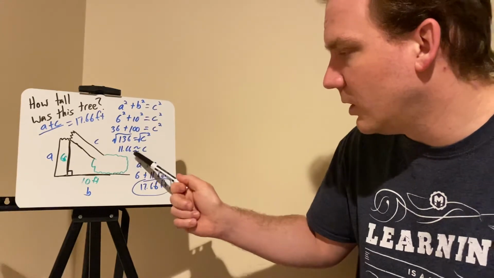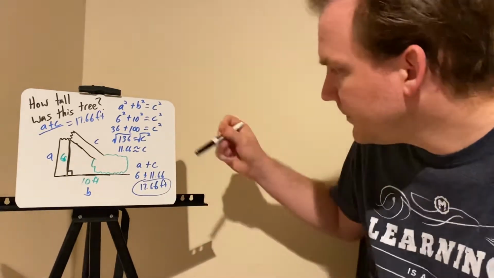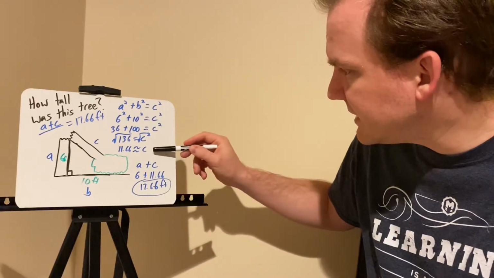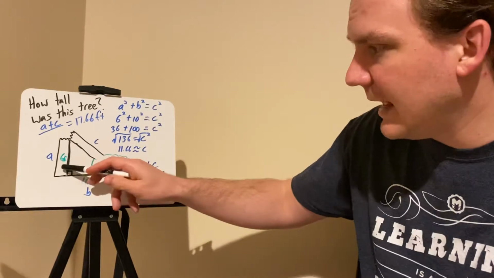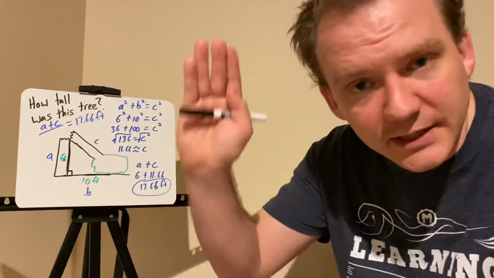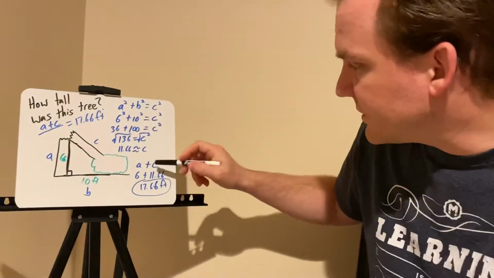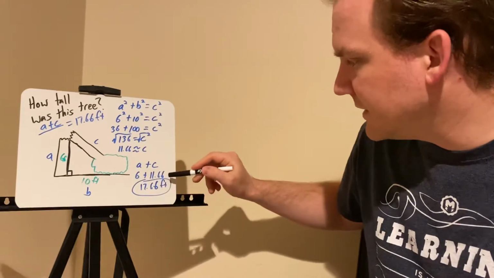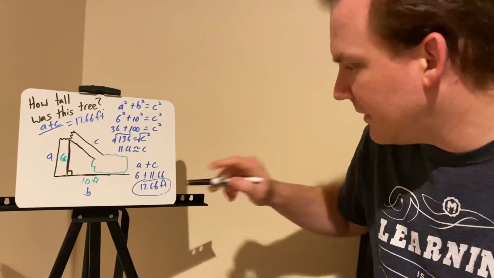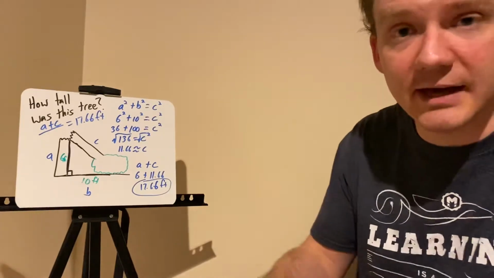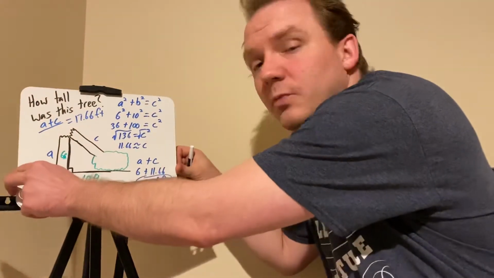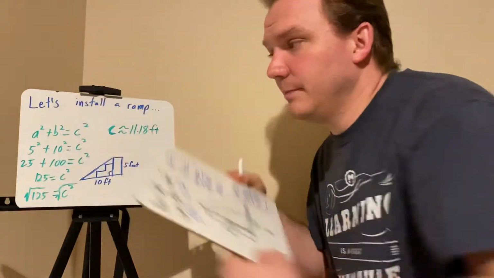Now that was a lot longer, but I rounded that decimal. So 11.66 feet would be what C is. However, remember I have to add that to the 6 feet that's still standing upright of that tree. And so I go 6 plus 11.66 is about 17.66 feet for this tree that fell down. So that's one way to apply the Pythagorean theorem.